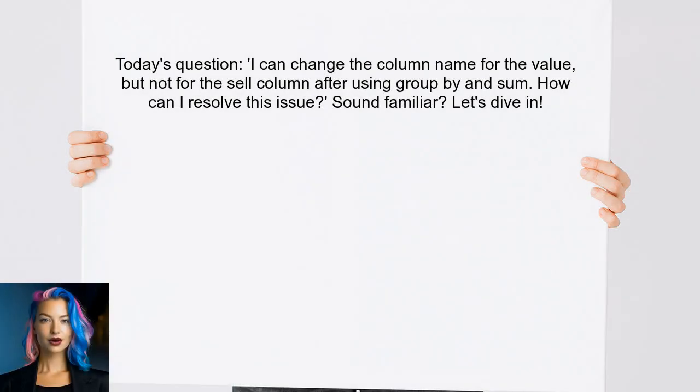Here's the specific question we're addressing today. One user asked, I can change the column name for the value, but not for the cell column after using group by and sum. How can I resolve this issue? Sound familiar? Let's dive into the details.